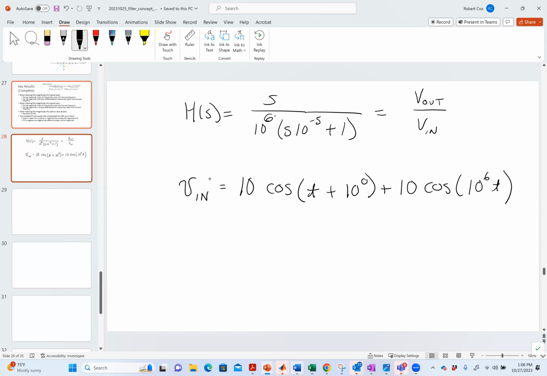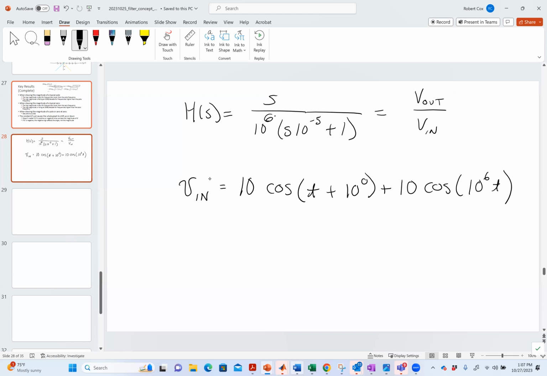This is an important concept, right? If you learn nothing else, this is kind of a key takeaway. If I had this as the input, what's my output going to have? Two cosines, one at a frequency of 1 radian per second and one at a frequency of 10 to the 6 radians per second. Input and output always have the same frequencies. The circuit may change their amplitudes and it may change their phase. That's all the circuit does in steady state: it changes amplitudes, it changes phases.